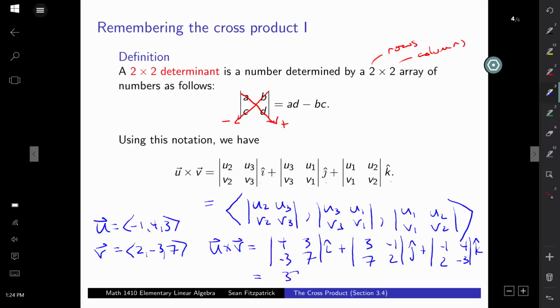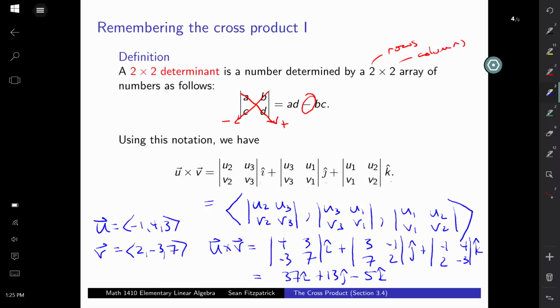28 plus 9, so 37I, 6 plus 7, right? Because notice you're doing minus minus. Remember, you've got this minus sign up here, right? So 3 times 2 is 6. 7 times minus 1 is minus 7, so 6 minus minus 7 gives you your 13J, and then minus 1 times minus 3 is plus 3. 3 subtract 4 times 2, so 3 minus 8 gives you minus 5K, the same as before. So you can remember it that way.